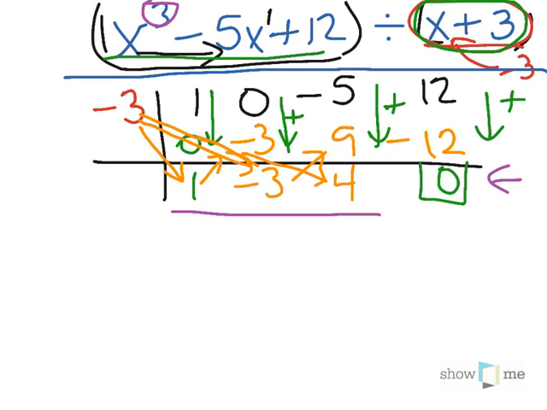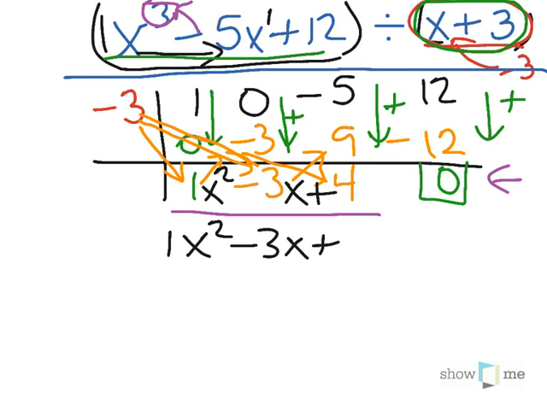The remaining numbers will start with variables that have one exponent lower than our beginning problem. So if our beginning problem started at x cubed, then this problem will start at x squared. And then the next term is x, and the next term is a constant. So these numbers really mean 1x squared minus 3x plus 4.